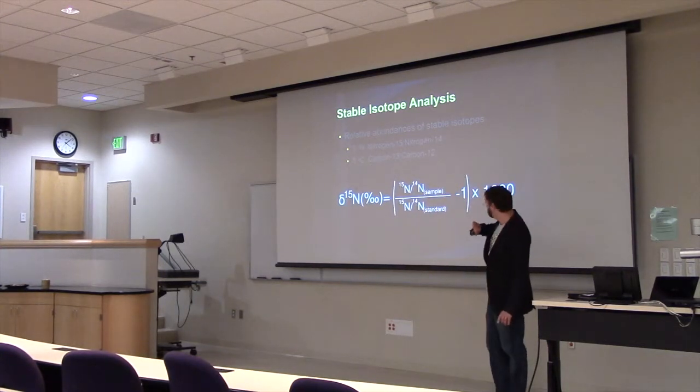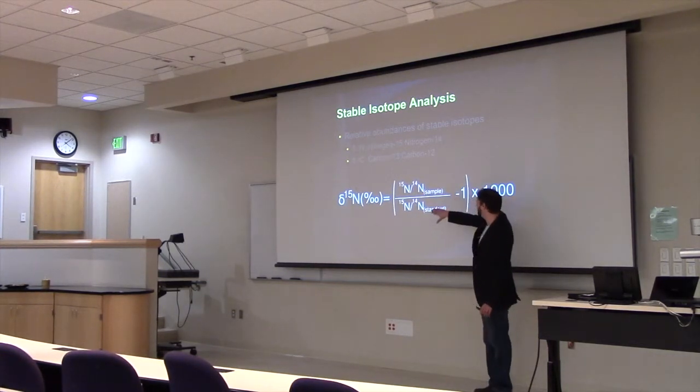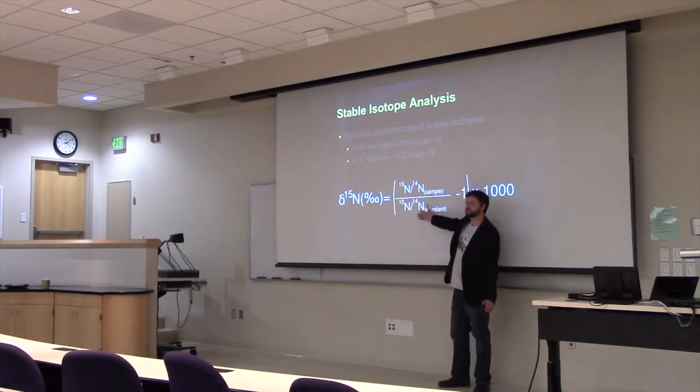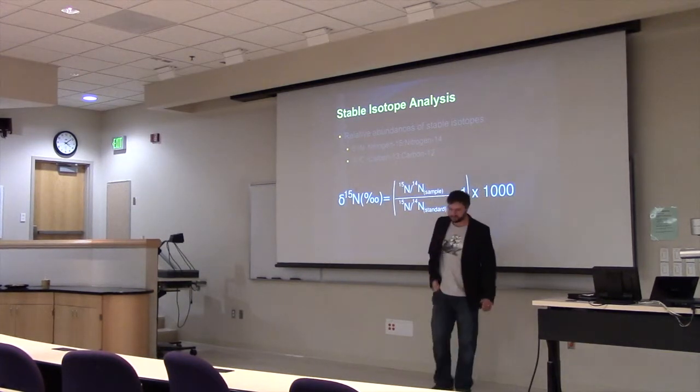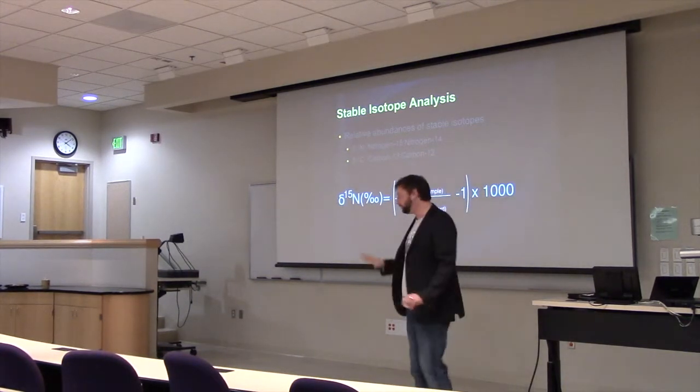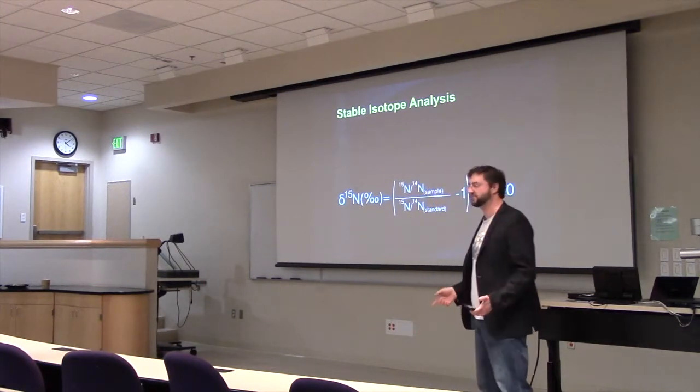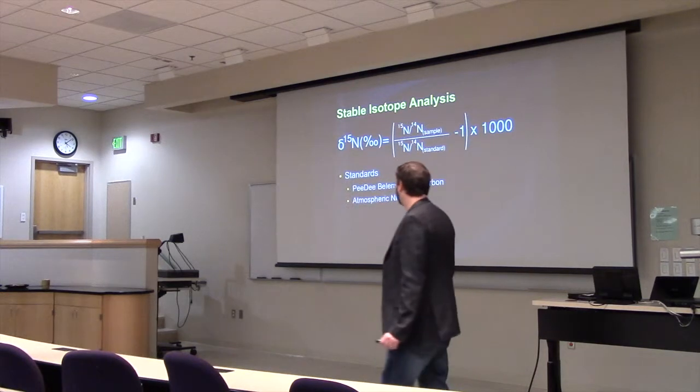So really, if we have positive numbers for this delta amount, it just means we have more of the rare isotope than some standard does, and less means we just have less of this rare isotope. So don't worry too much about that. Really, we're just going to be using this as a marker for various things as we go through.